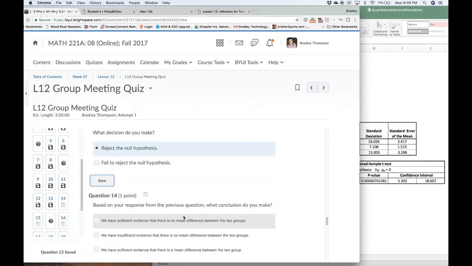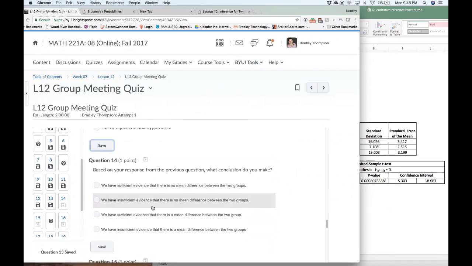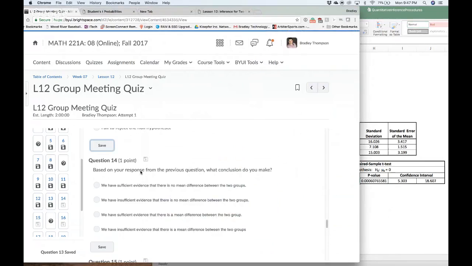Well, at least those are quicker. Based on your response from the previous question, what conclusion did you make? Is it the third one? We have sufficient evidence that there isn't... It was mean difference? Hold on. There's difference. I mean, mean differences. I don't know how to read this very well, but I don't either. Because we have sufficient evidence for something, right? Because both times we reject. So we have sufficient evidence for something. But I would guess it's the third one, right? Yeah. Okay. There is a mean difference, I think, yeah.